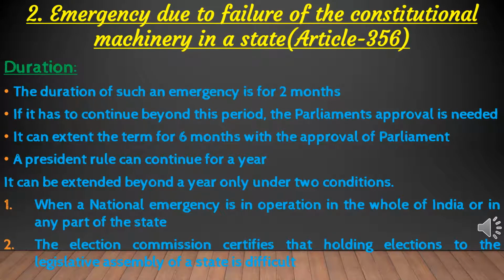The duration of such an emergency is 2 months. If it is to continue beyond this period, Parliament's approval is needed. Even if it has been approved by Parliament, it will cease to operate after 6 months from the date of its issue. It can, however, be extended for another 6 months with the approval of Parliament once again. Thus, President's Rule can continue only for 1 year.